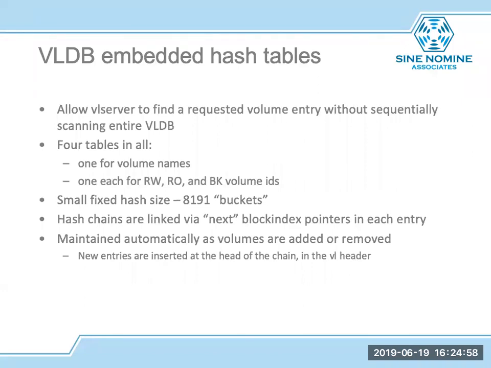We're making long hash chains that have to be chased in order to find the volume we want. Okay. These hash chains are maintained automatically, of course, by the VLserver as we add or remove volumes. And the other subtle point that does make a difference in the performance characteristics of this is that when you do create a new entry, it goes at the head of the chain. All right. Any questions about any of that?